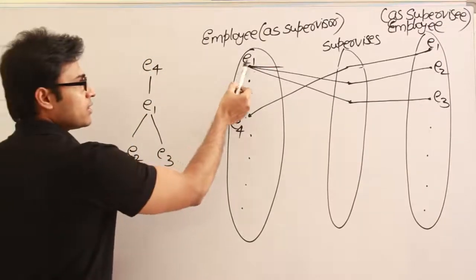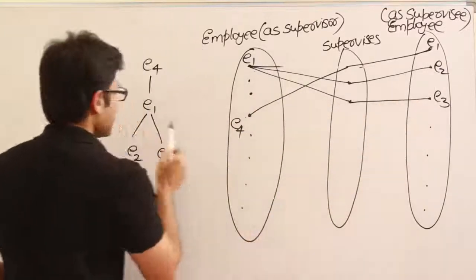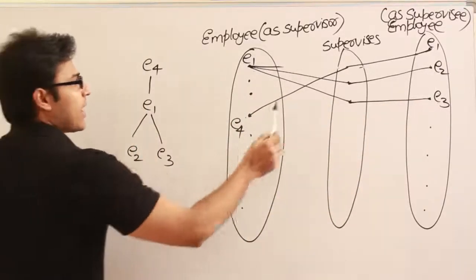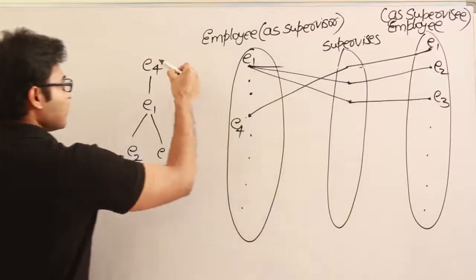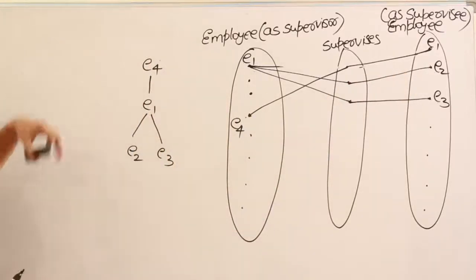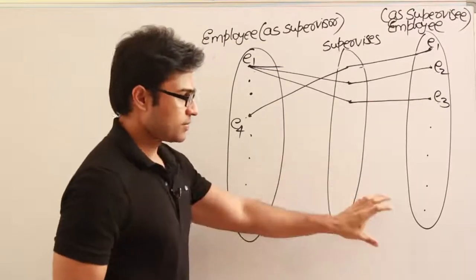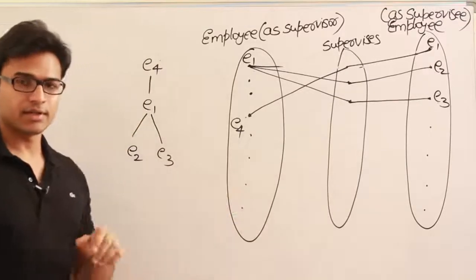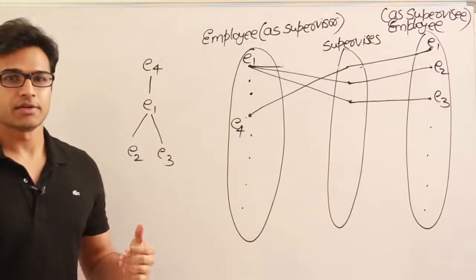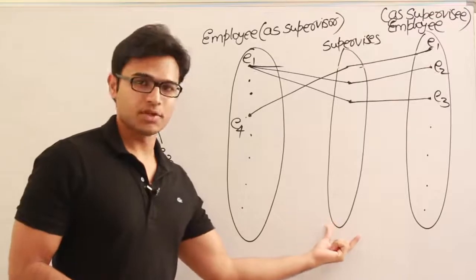See, E1 is supervising E2 and E3, and E4 is supervising E1. That is the hierarchy, isn't it? So somehow you can represent the relationship on two entity types which are actually the same, right? In that case it is called a recursive relationship.